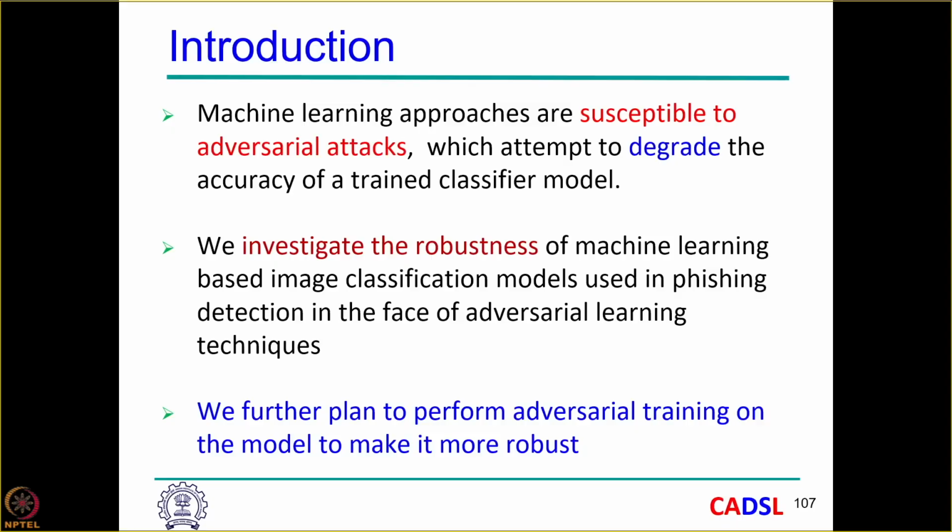We investigated the robustness of the machine learning based image classification models used in phishing detection, which we were using earlier, in the face of adversarial learning, and how much degradation one can have if you are using adversarial learning.